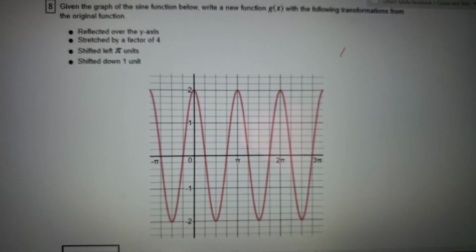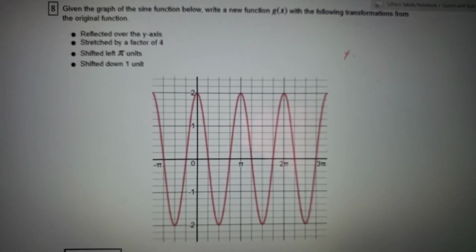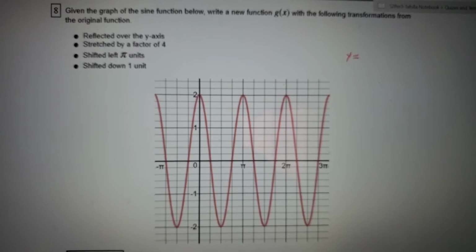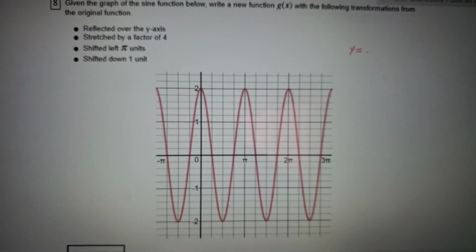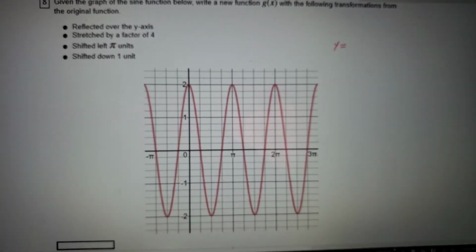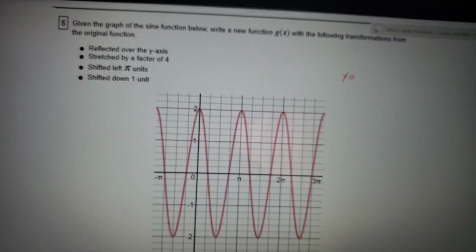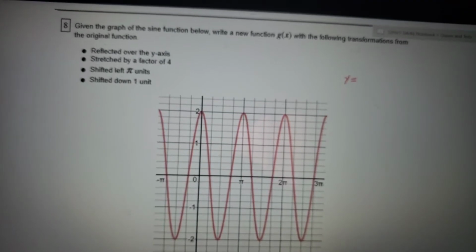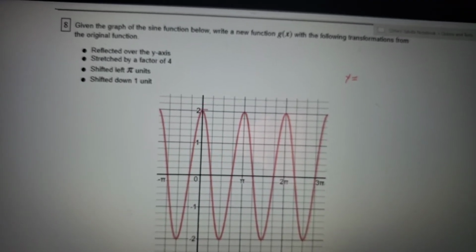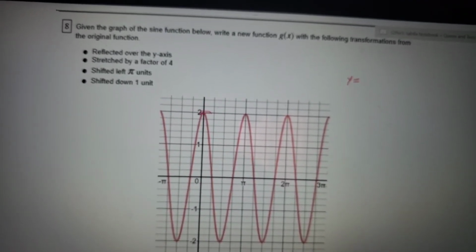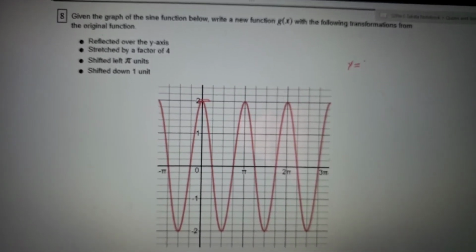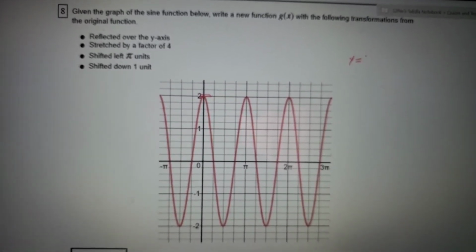So my graph, it's y equals, and let's find the amplitude. Okay, the amplitude is going to be from the middle of the graph upwards. You can see from the middle, from 0, it goes up to 2. So this is my amplitude from 0 to 2. That's just 2 units. So my amplitude is 2.